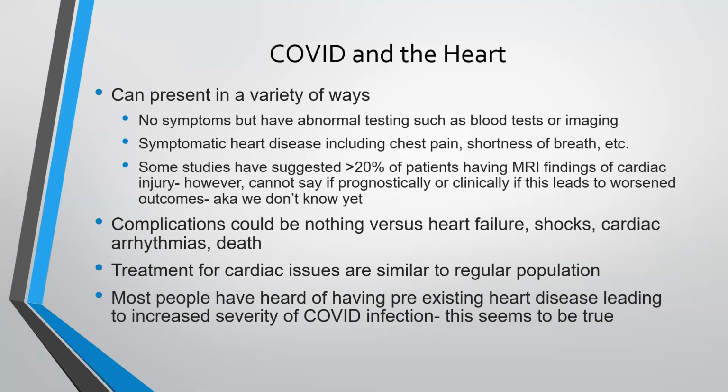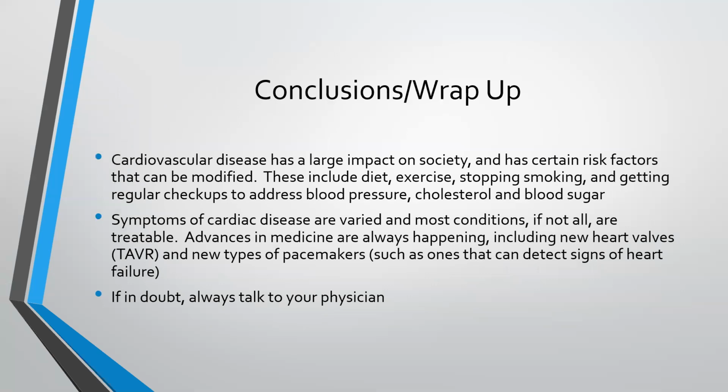People having pre-existing heart disease tend to have more severe outcomes in terms of having COVID if you get it. So this does seem to be true. And that's as simple as high blood pressure, but the more heart issues you have, the more chances you have of not doing well if you get COVID, which is why we've been so gung-ho about people getting vaccinated nowadays.